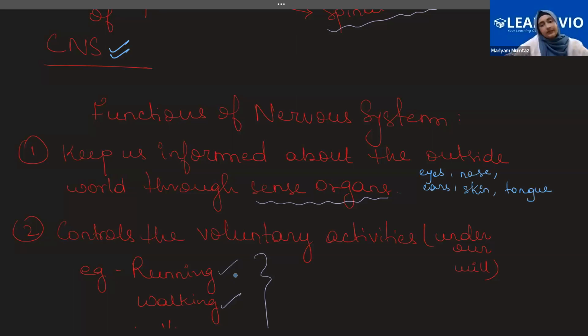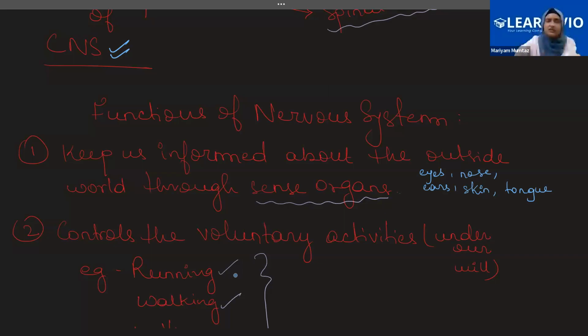We have 5 sense organs, you are right, and these are the sense organs: eyes, ears, nose, skin, and our tongue. With the help of these sense organs, our nervous system helps us to be informed about what is happening in the outside world. With our eyes, we can see; with our ears, we can hear; with our nose, we can smell good and bad both; with the skin, we can feel almost everything, the touch, the temperature, and then there is the tongue for taste.